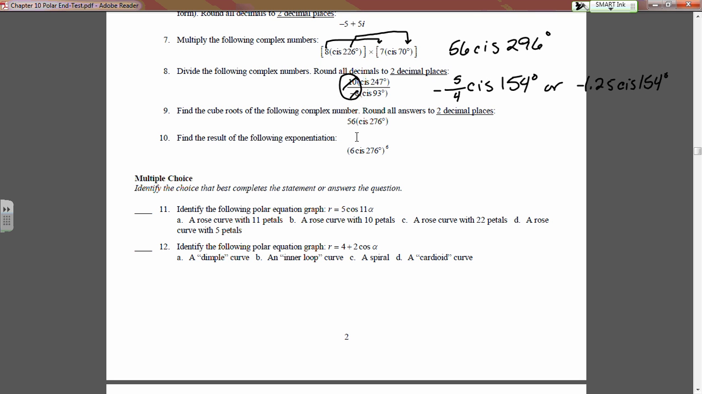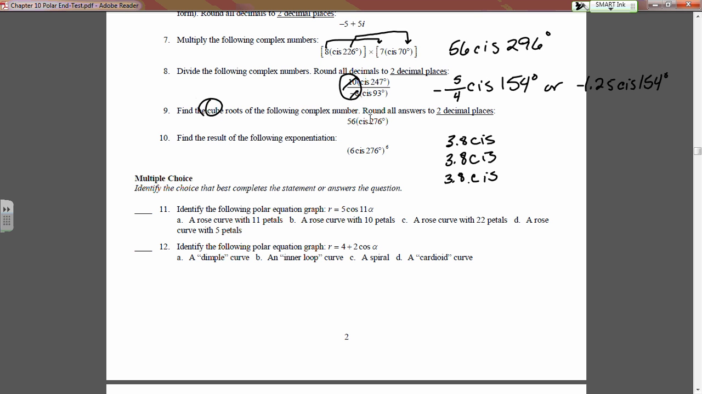Now, we want to find the cubed root for number 9. So, remember, to find the cubed root, the first thing we do is check if r is negative. Well, r is not negative, so we're good. So now we take the cubed root of 56, which is, I'm going to call it 3.8. All right, so 3.8. And remember, all of these are going to be 3.8, and we're going to have 3 of them because we're finding the cube root. So 3.8 CIS, CIS, CIS.